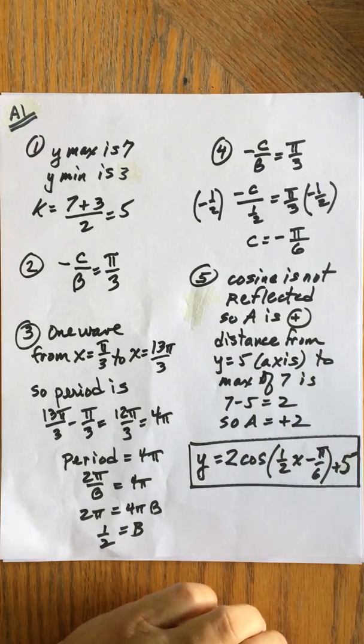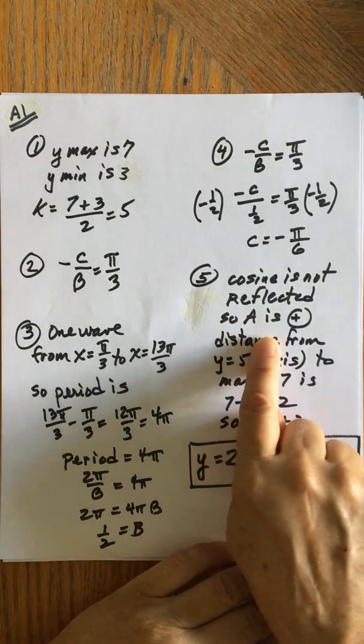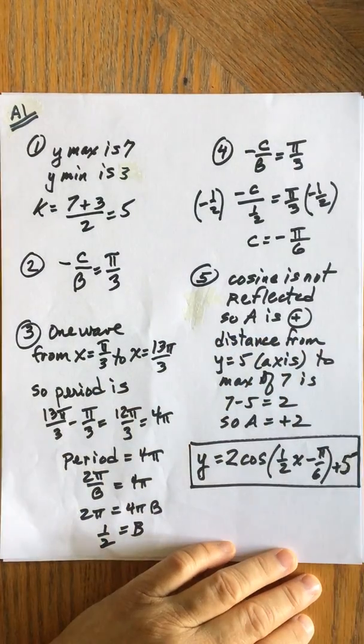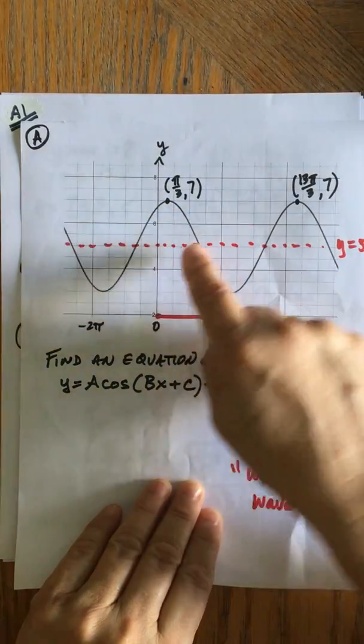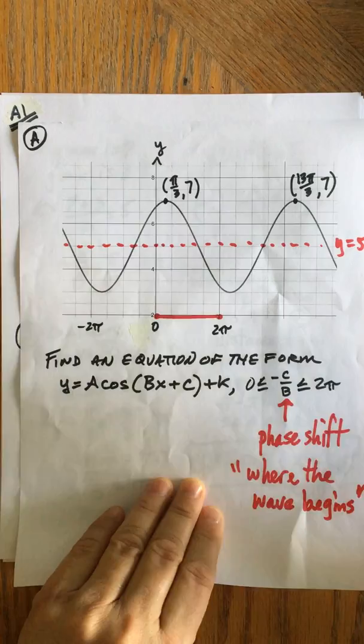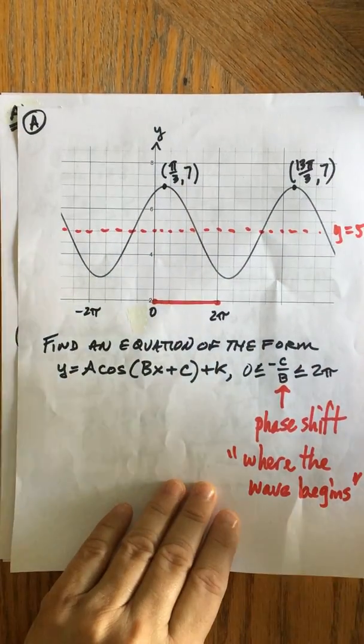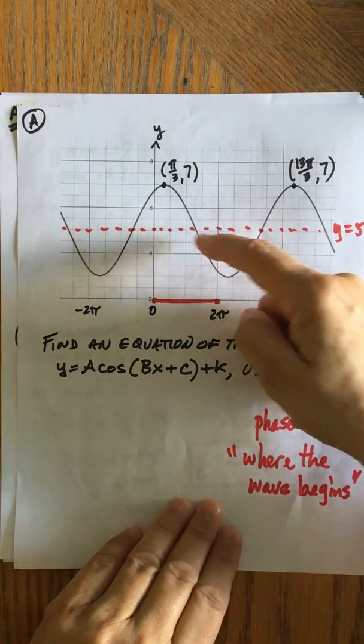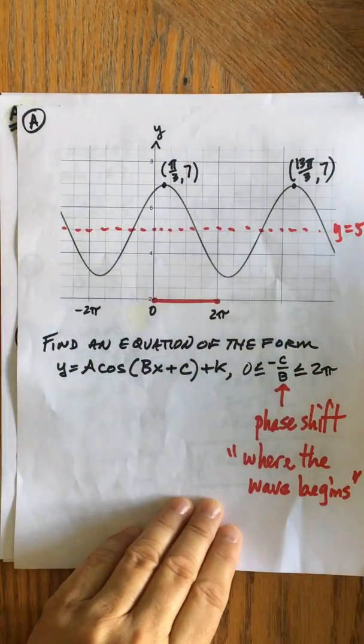So no, it's not reflected. And so A is positive, and if we look at the distance from the axis to a max, that's from 5 to 7, the distance is 2. Or you can look at it from 5 to 3, the distance is 2.